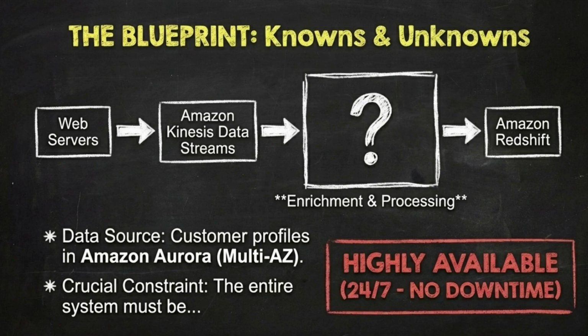So, the task is clear. Take the clickstream from Kinesis, enrich it with data from Aurora, send the result for analysis to Redshift, and do it in a way that the system never goes down. Let's look at 4 options the architects proposed.